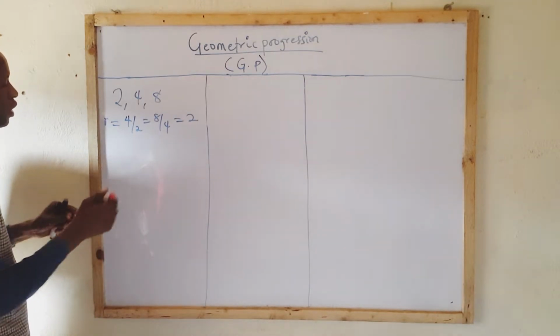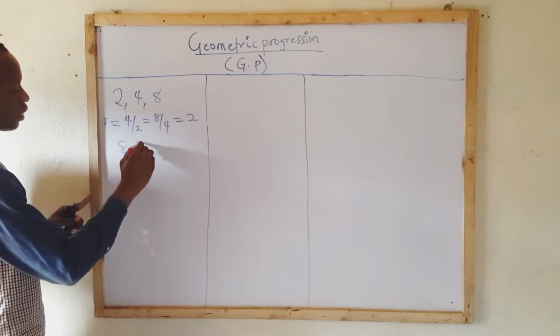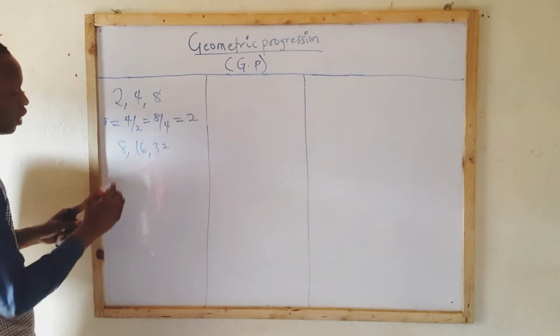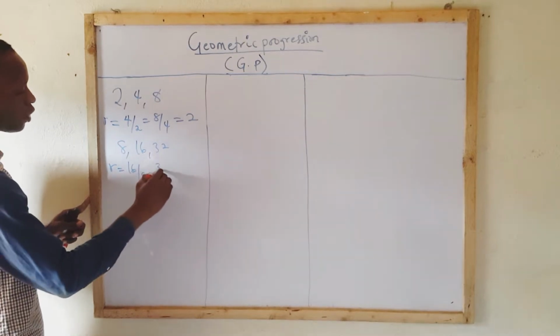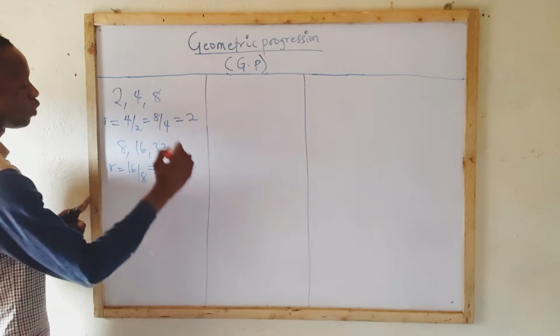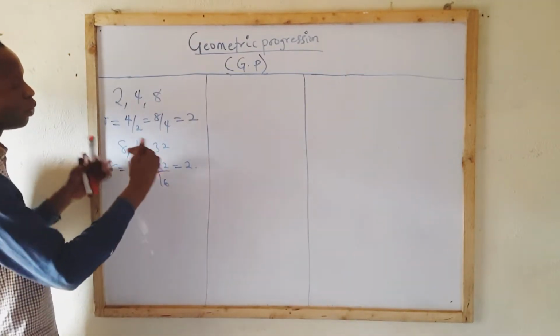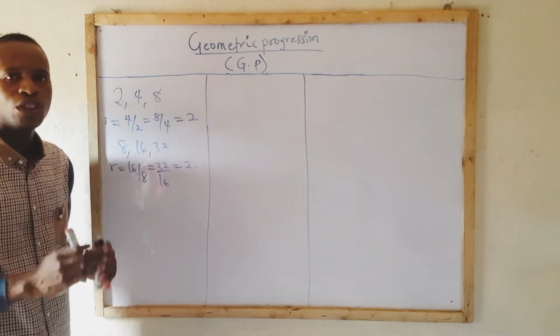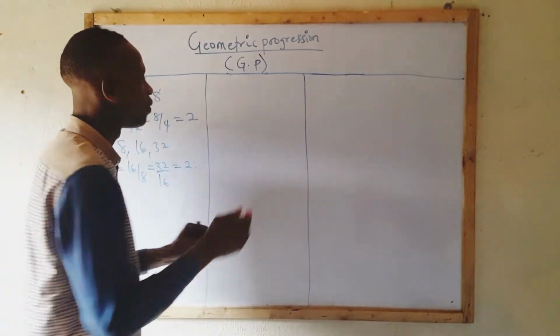Another example is if we have 8, 16, 32. Of course, the common ratio is also equal to 16 divided by 8 equals 32 divided by 16. Everything will give you 2. So you can have as many as possible. When you have the same common ratio between terms, it is said to be GP. Now the next thing we need to talk about is the nth term of GP.